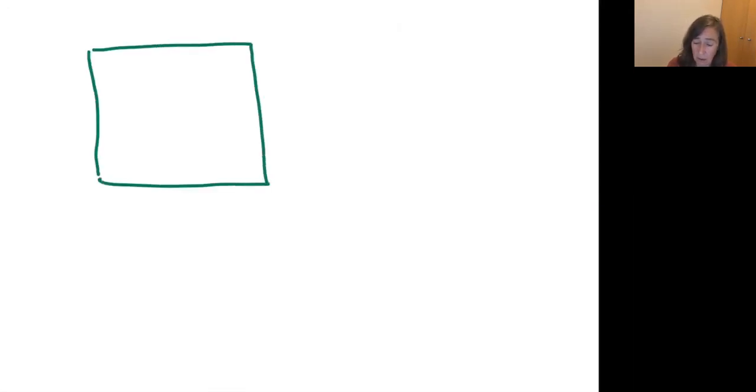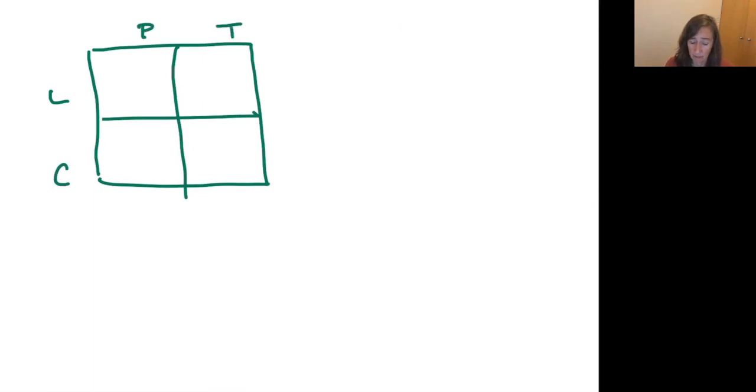Then the natural way to display those would be in terms of a crosstab. That's just a 2x2 table. I'll put liberal and conservative on the rows, and progressive and traditional on the columns here, and just remember the numbers.